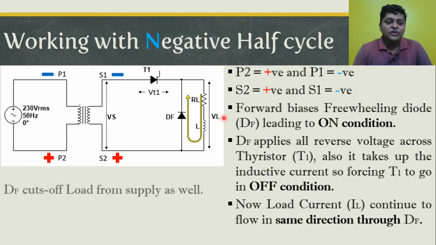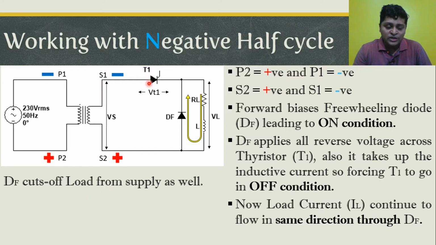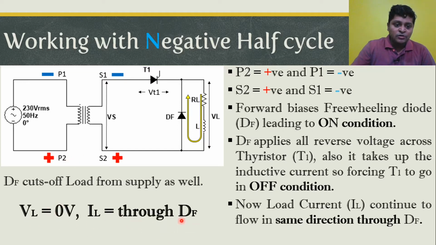Now, as the freewheeling diode is in forward bias condition, it forces the thyristor T1 to go in off condition. So as the thyristor is in off condition, the supply gets disconnected from the load. So no load voltage will get developed due to the supply. As the SCR is in off condition, it is acting as an open circuit. So the supply cannot deliver any voltage across the load, and during the negative half cycle, no voltage will get developed across the load due to the supply. So we observe that because the freewheeling diode is in forward bias condition, no load voltage will get developed, and all the inductive current will be bypassed to the freewheeling diode.